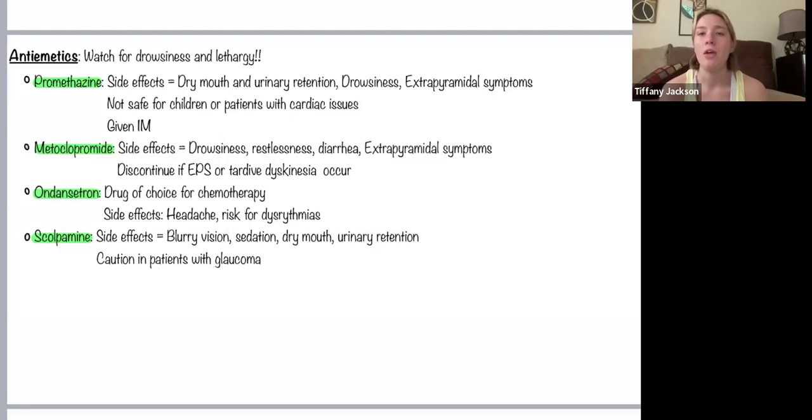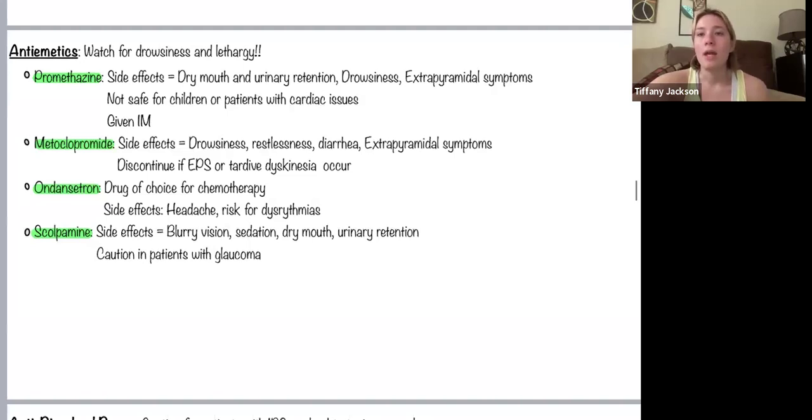Up next, we have scopolamine. These are often given as patches. A lot of times we give the patches for end-of-life care, again, to help with the secretions. Side effects include blurry vision, sedation, dry mouth, and urinary retention. Therefore, we caution in patients with glaucoma. Any of our anticholinergic medications, we generally hold if the patient has glaucoma because we don't want to abruptly drain or dry up that eye. Okay.